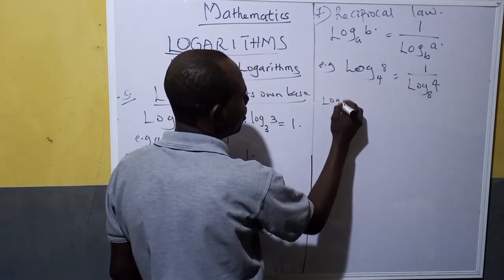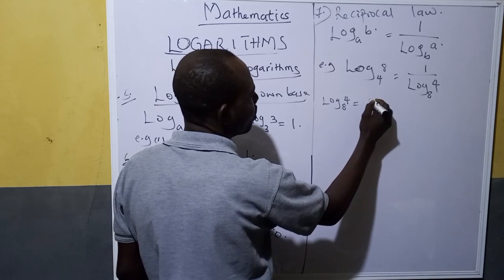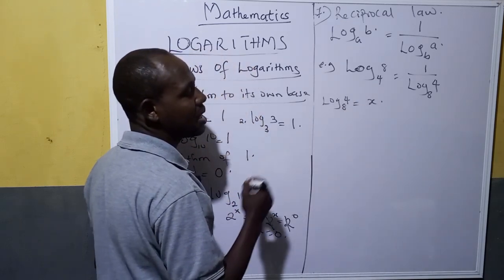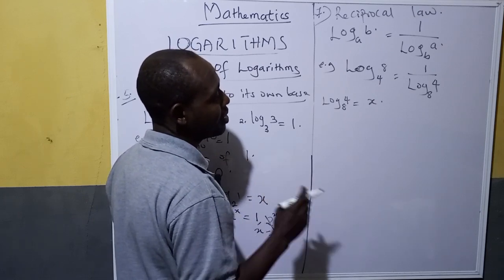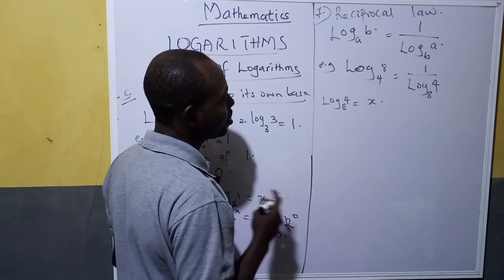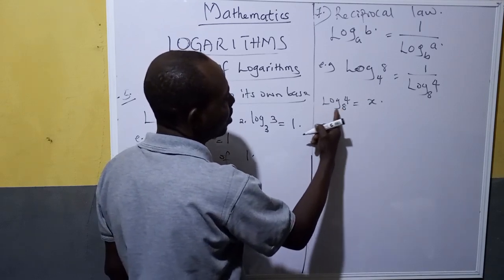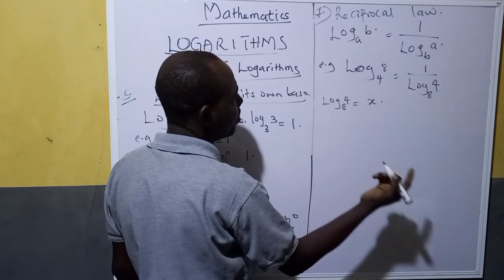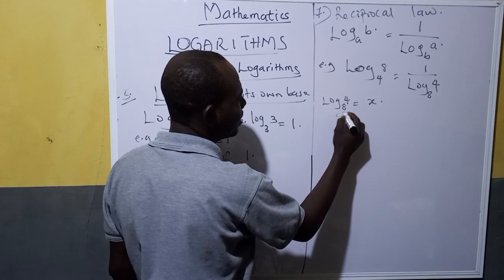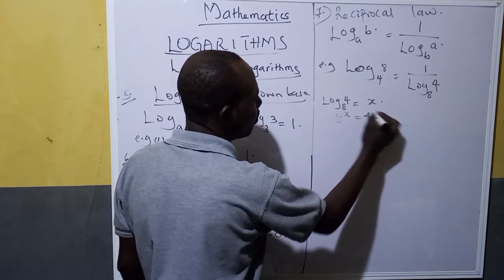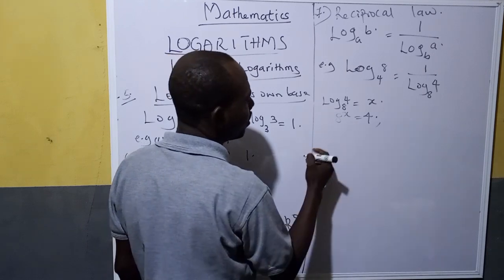I can now say log 4 base 8 equals to x. In mathematics, we cannot do without x and y. These are two letters that we usually use most often. Now, log 4 base 8 equals to x. Normally, this and this will change and remove the log. So it becomes 8^x equals to 4. Now, you solve for that.